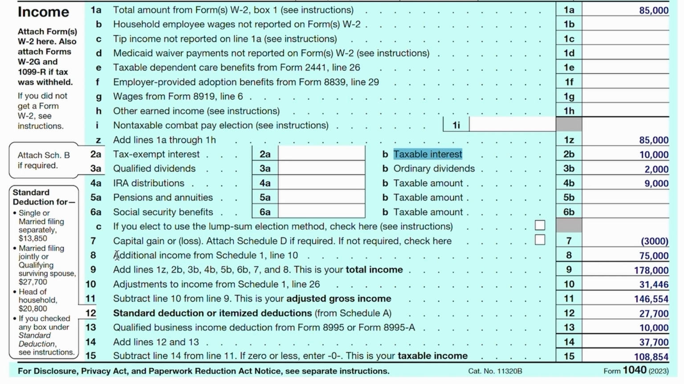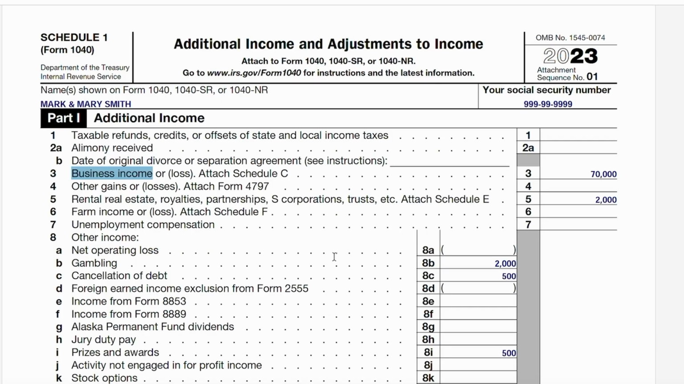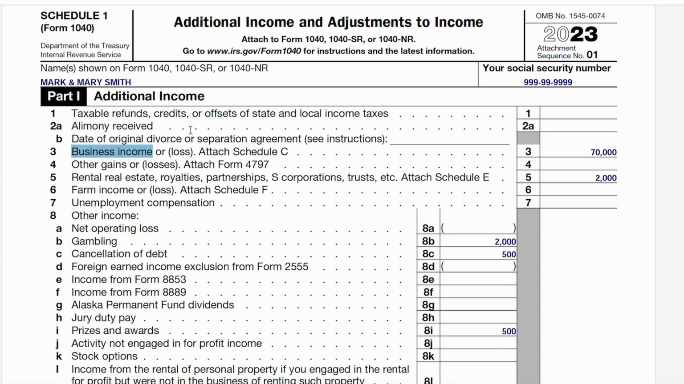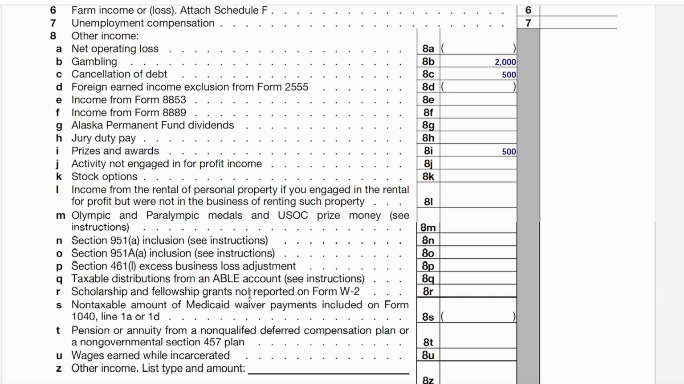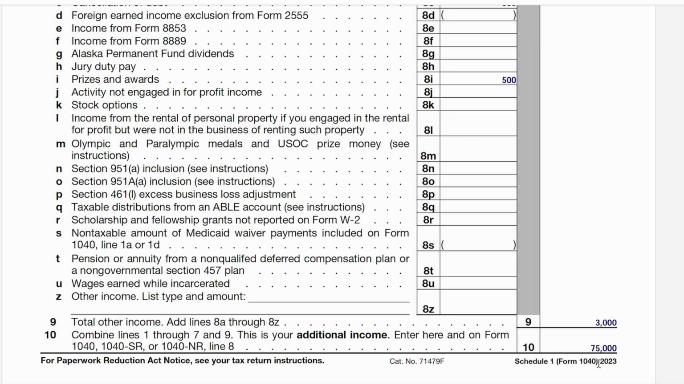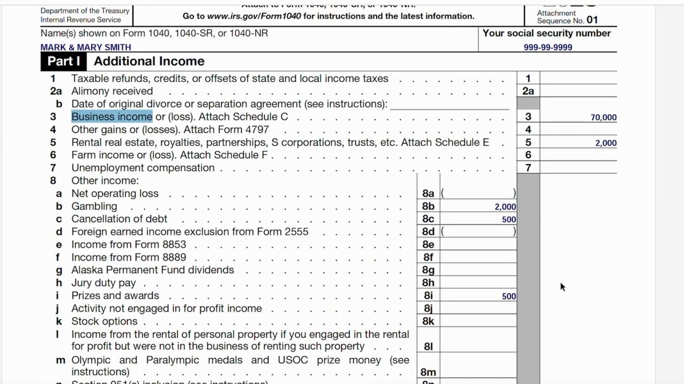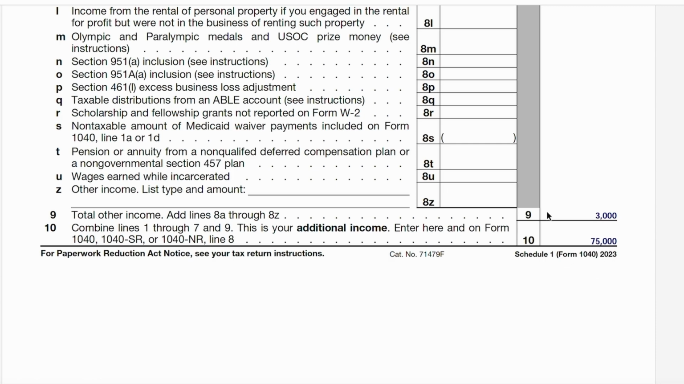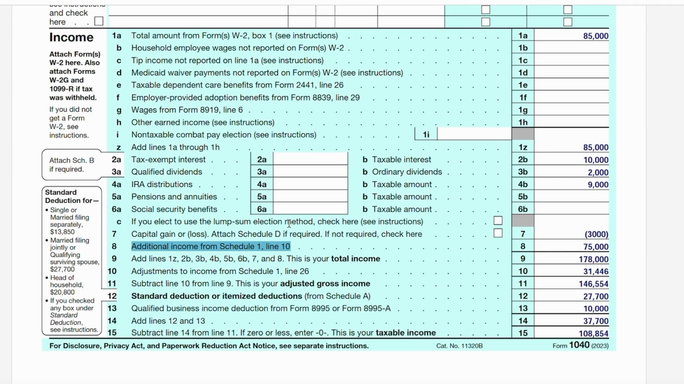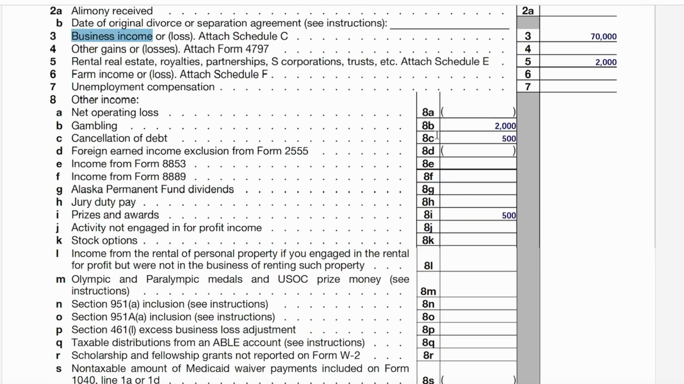And then there is this additional income. This income does not directly show up on page 1 because we have Schedule 1. The reason is that there are other items as well. Everything gets combined and then we report it on this line, 75,000. All these incomes got combined, and this 75,000 you will find on Form 1040 as additional income. So let us see what we have on Schedule 1.